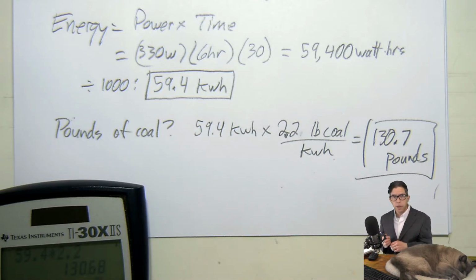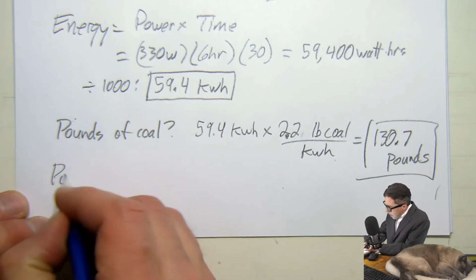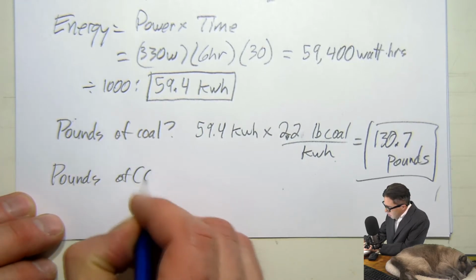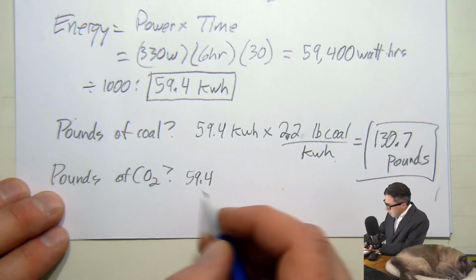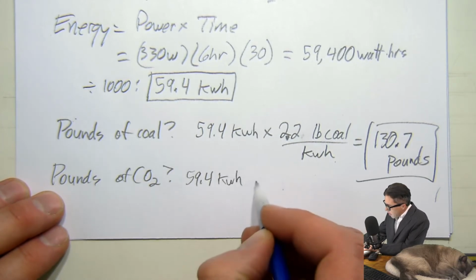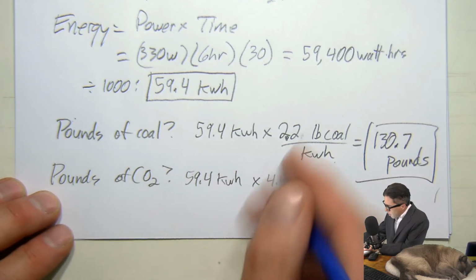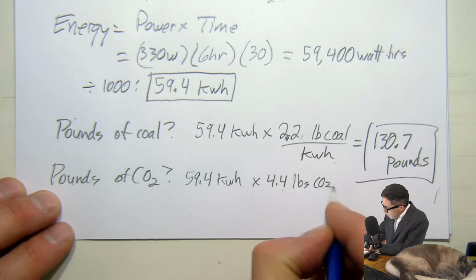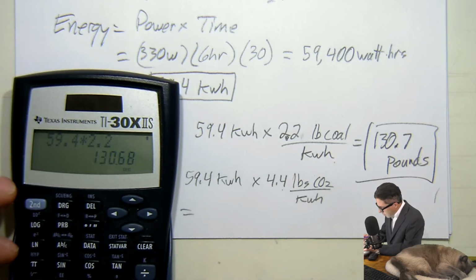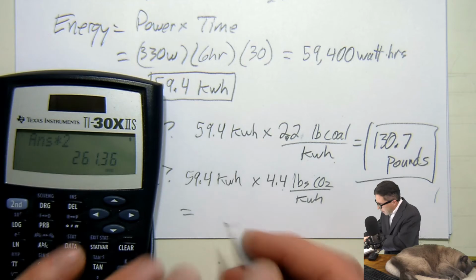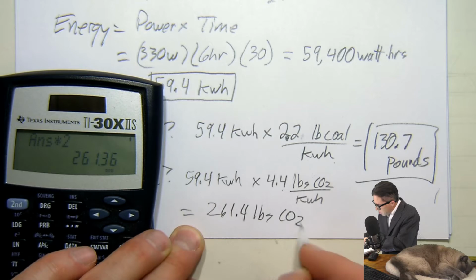So how much CO2 did I make? Well, if I ask for pounds of CO2, then I would go back to my 59.4 kilowatt hours times 4.4. So I get 4.4 pounds of CO2 for every kilowatt hour. And now I can just take the number I just got, and I get 261.4 pounds of CO2.